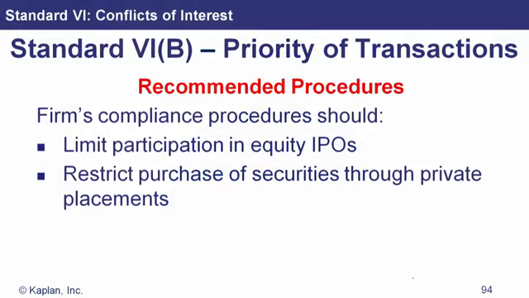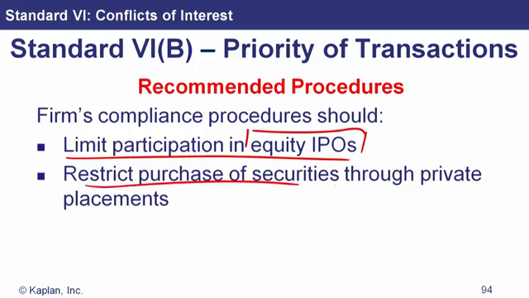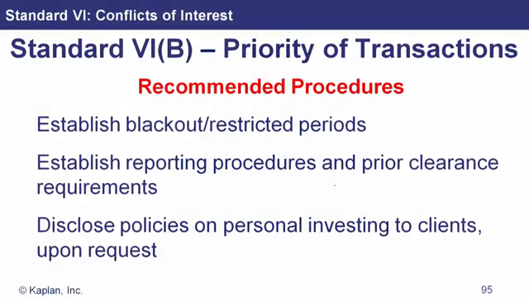In terms of more recommended procedures here, firms' compliance procedures should limit participation in equity IPOs, and restrict purchase of securities through a private placement. Obviously, these things are fairly similar, right? So we're bringing some securities to market here. If it's an oversubscribed issue, then we've got to decide what we're going to do with those in terms of allocating them to clients. And we shouldn't have our employees taking most of the shares that were allocated in a hot IPO, for instance, right? That would be putting the employees' portfolios ahead of the portfolios of our clients and the employer and all that sort of thing.